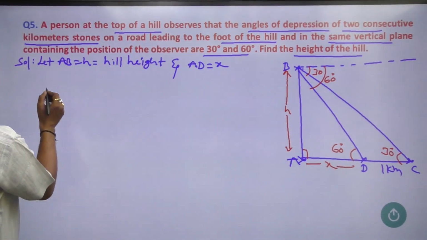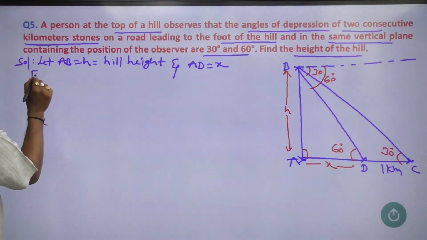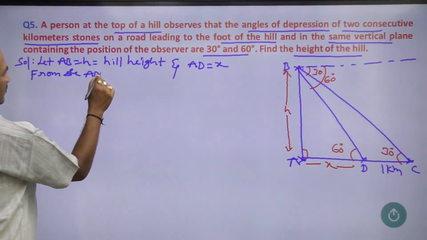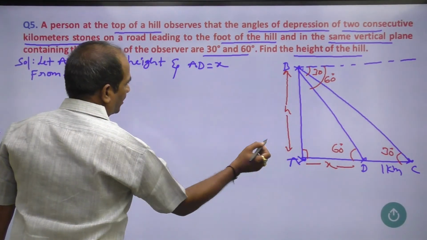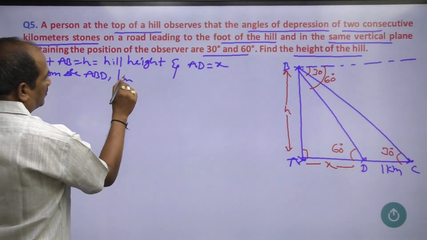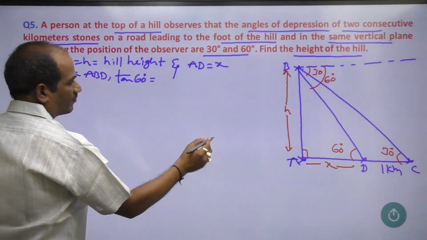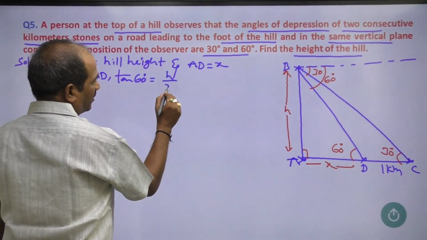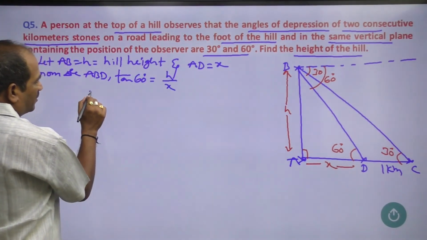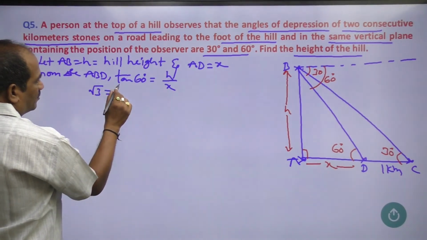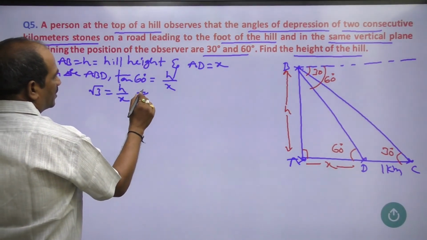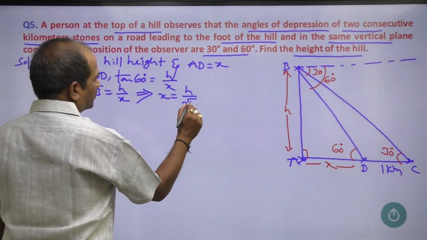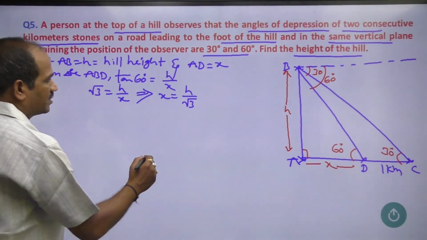So from triangle ABD, tan 60 degrees is equal to opposite side by adjacent side, so that is h by x. The tan 60 value is root 3. So root 3 is equal to h by x. That implies x is equal to h by root 3. So that is equation number 1.